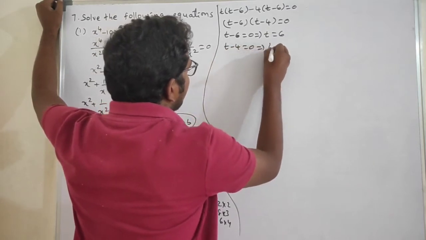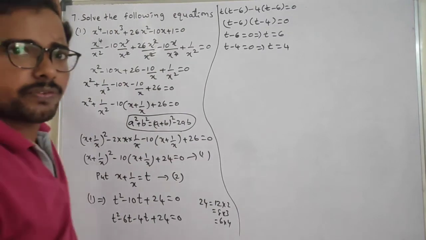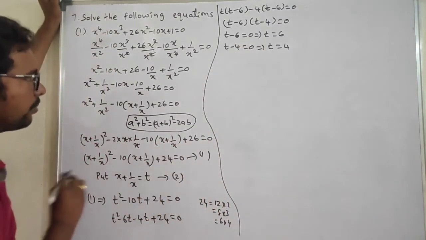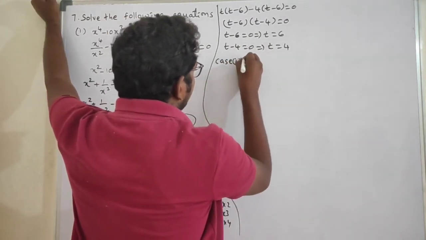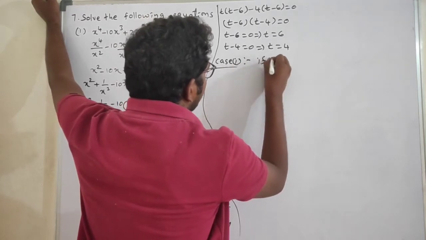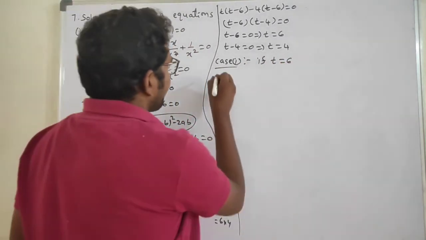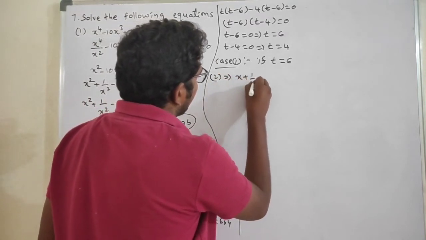This implies t is equal to 4. Now we have t equals 6 and t equals 4. Now take case 1, if t is equal to 6. Substitute in equation 2. Case 1, if t is equal to 6, substitute in equation 2, which implies x plus 1 by x is equal to 6.